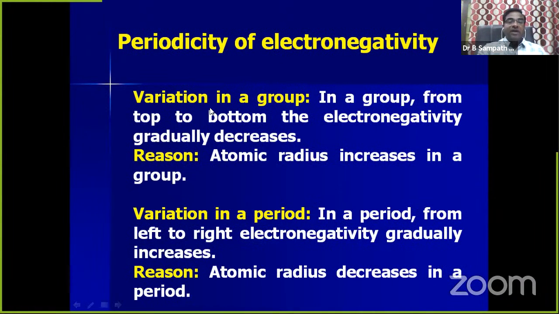Electronegativity, how it varies in the group, how it varies in the period, let us see. In a group, from top to bottom, the electronegativity gradually decreases because atomic radius increases. When atomic radius increases, the nuclear attraction decreases, therefore it does not attract quickly. That's why electronegativity decreases. In a period from left to right, electronegativity gradually increases because atomic radius decreases. If atomic radius is less, then nuclear attraction is more, then it strongly attracts the shared pair of electrons towards itself.